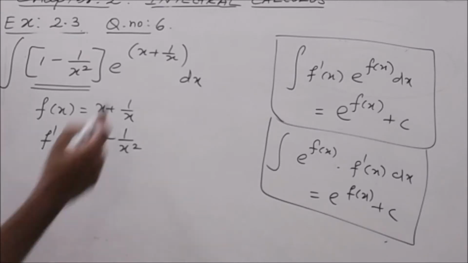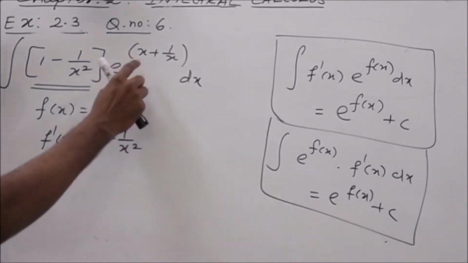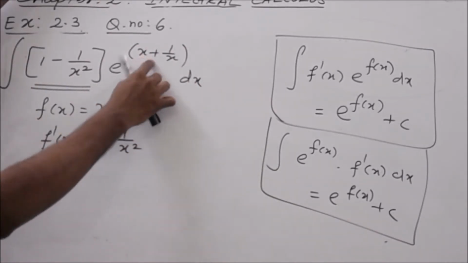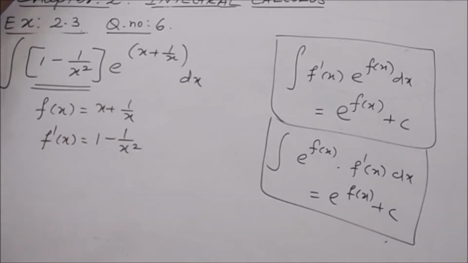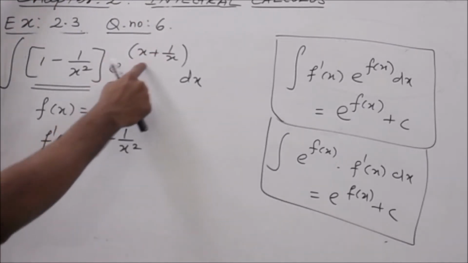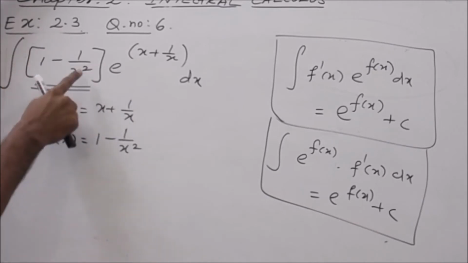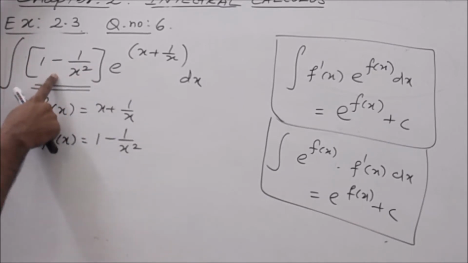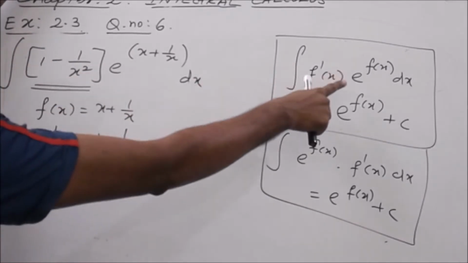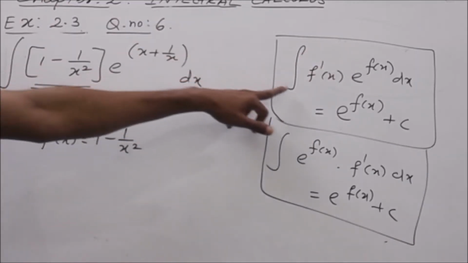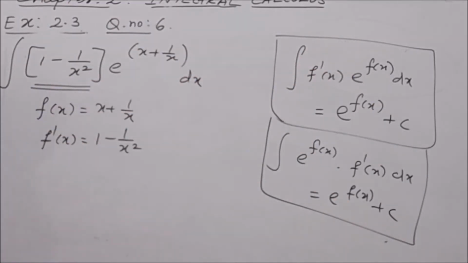Look here, the power is taken as f of x and its derivative is 1 minus 1 by x square. Derivative of x with respect to x is 1 and of 1 by x with respect to x is minus 1 by x square. So differentiating the power with respect to x, we have 1 minus 1 by x square that is present here. So this is in the form of integral f dash of x e power f of x dx.